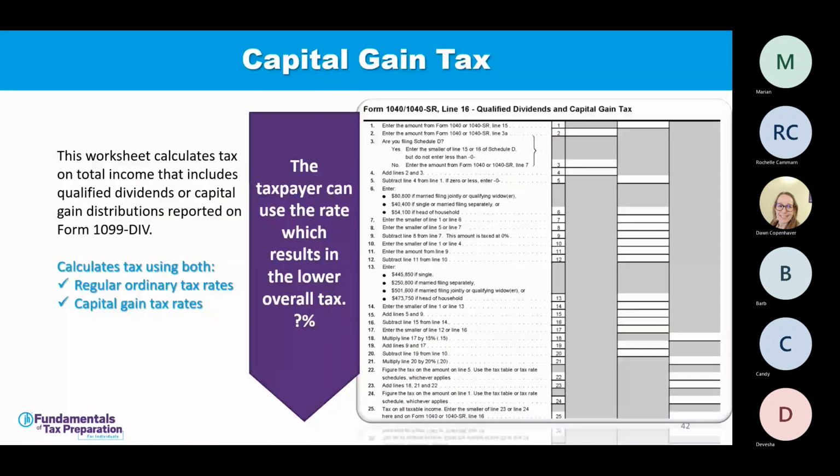Okay, so capital gains tax. The worksheet again calculates your total income that was included. It will figure out your tax using both regular ordinary tax rates and your capital gains rates. And the taxpayer gets to use whichever rate results in the lower amount of tax.